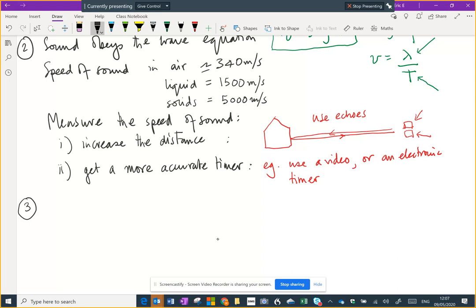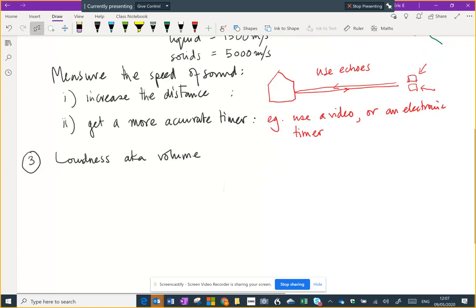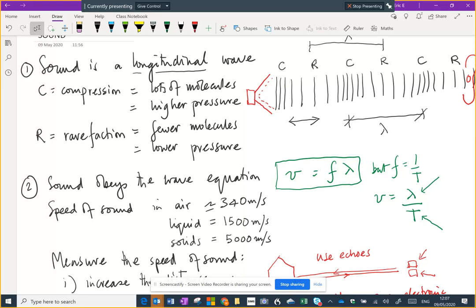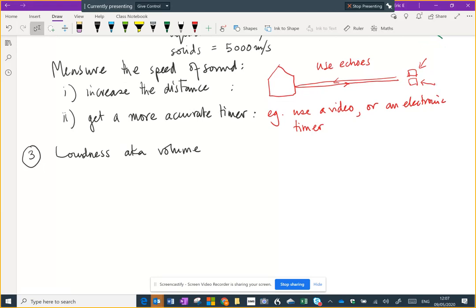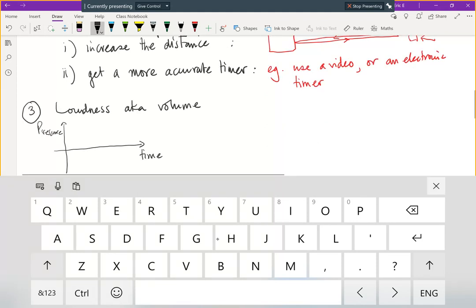The next thing we've got is loudness, also known as volume. And although, as I've said already, sound is a longitudinal wave, we can still draw a graph of it that looks very much like a water wave. Because what we do is we just draw a graph of pressure against time. We could equally draw a graph of number of molecules per cubic meter against time.